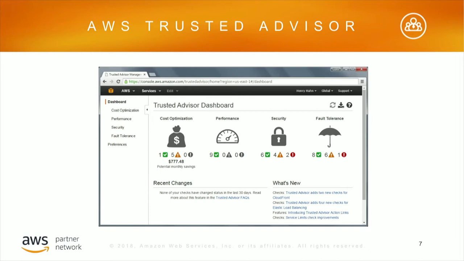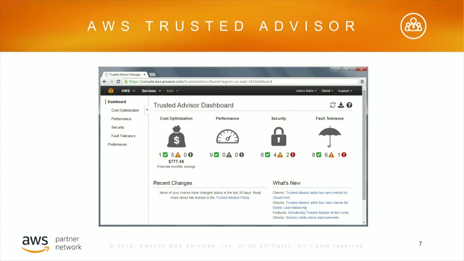So the checks within Trusted Advisor are all predetermined. The thresholds are all predetermined and exposed to people who use it. And they just check their adherence to what we consider best practices.